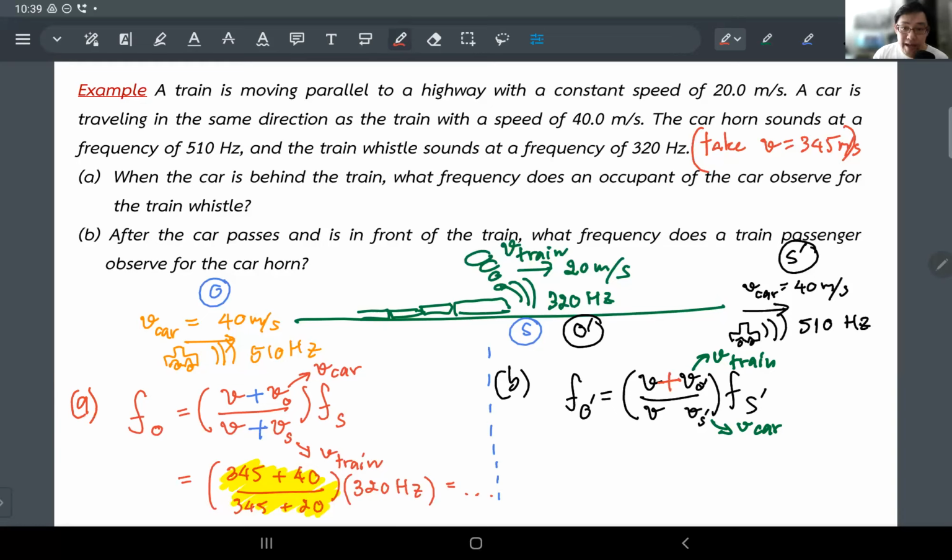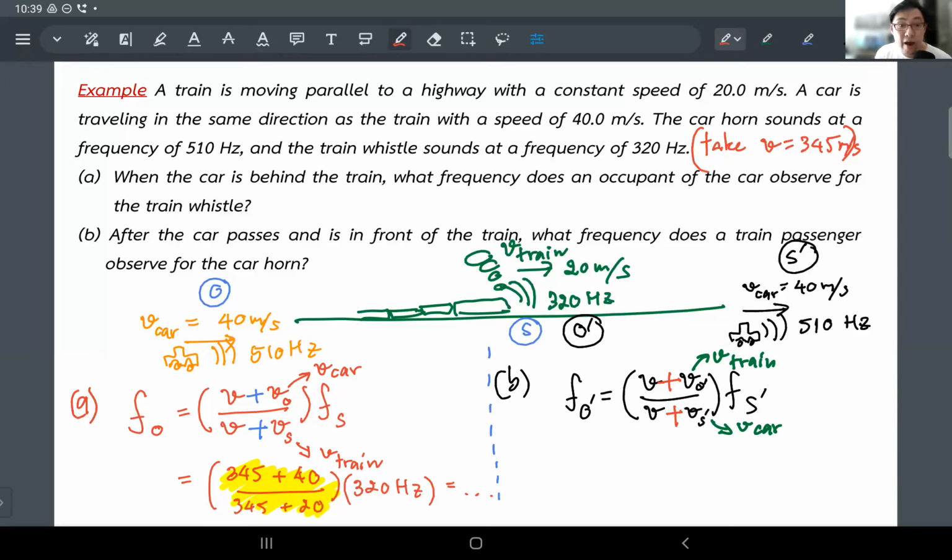Higher frequency. Now look at the car passenger, who is now the source. The source is running away from the observer. The final effect should be lower in frequency. But because everything is in the denominator, to get things lower, you need a bigger number down here. Bam. Got that one? Okay.